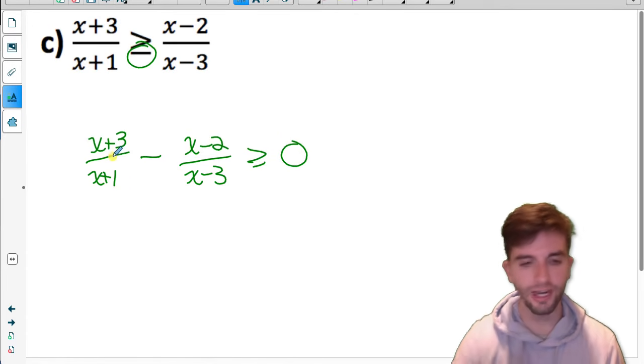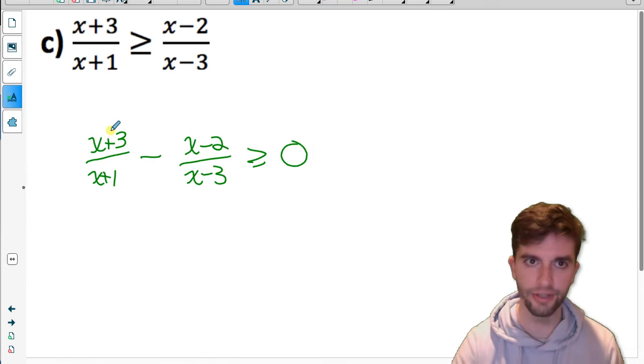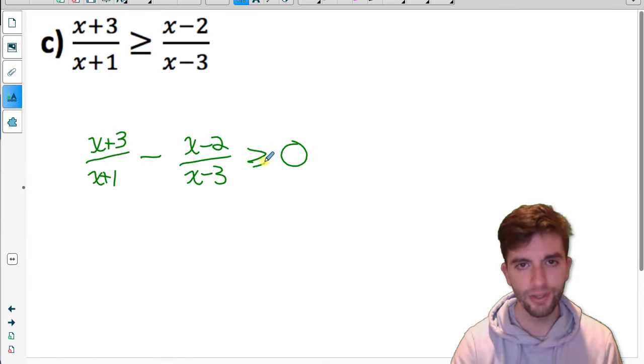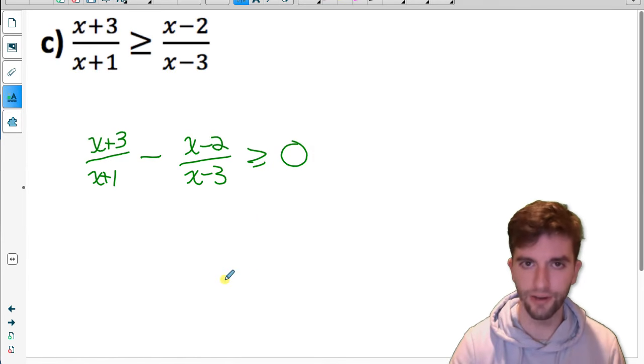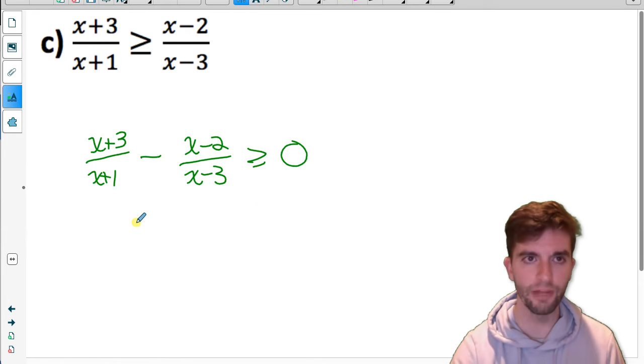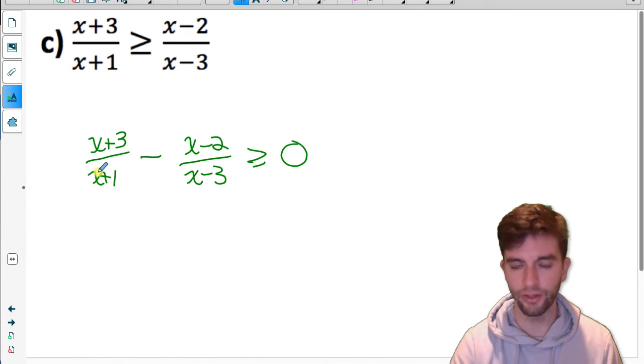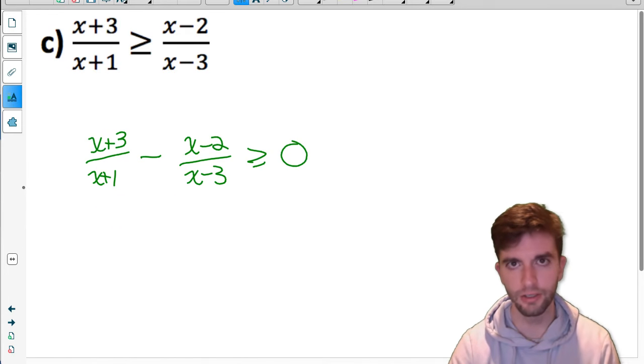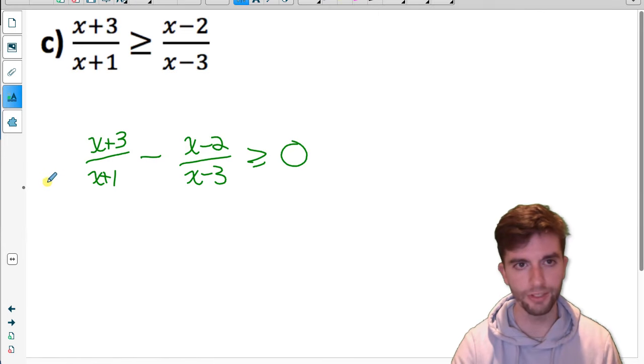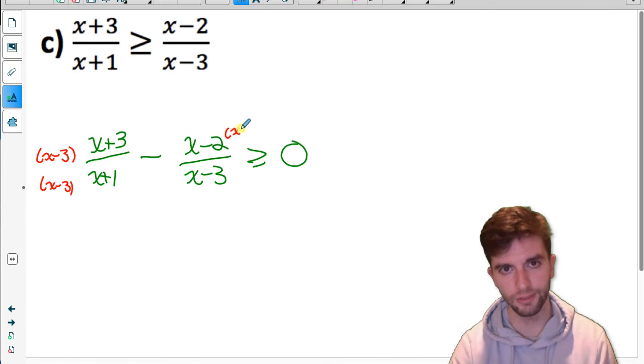Oh, this is the first time that we have an equal sign underneath our inequality. The only time we really have to consider that is when we're expressing our final answer, and I'll talk more about that when we get there. But for now, let's follow the same steps we did for A and B. Now that we have everything on one side, let's get a common denominator. So I would need to multiply this one top and bottom by x minus 3, and this one top and bottom by x plus 1.